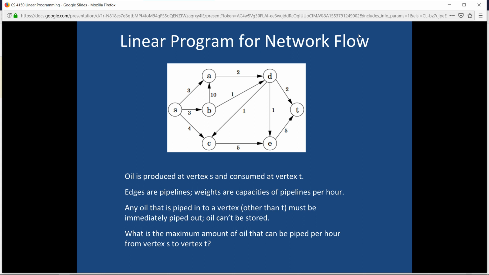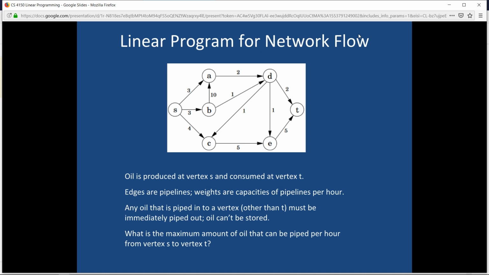Because we want to ask, how many units per hour do we send out on the edge from S to A? How many do we send out from S to B? How many from S to C? So we need constraints of that form. Let's make a variable for each edge, and we'll name it after its endpoints. So SA is the edge from S to A. AD is the edge from A to D. Now what constraints can we put on a variable?